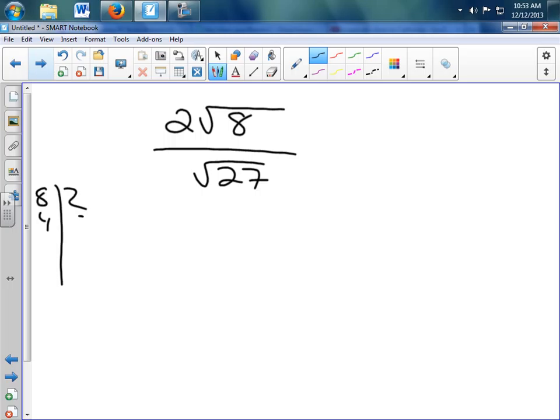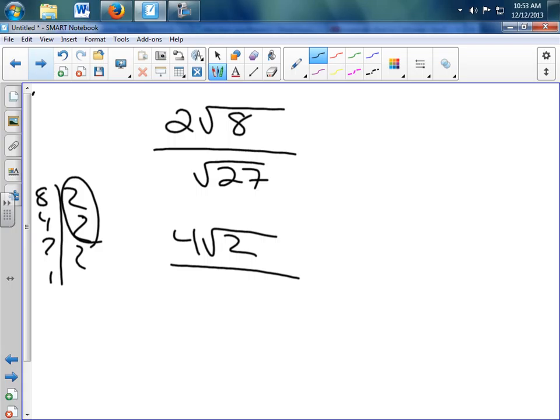Remember, 8 can be simplified as, there's a pair of 2s, so I'm going to take a 2 out. There's a 2 already there. So 2 times 2 is 4. And this number goes here. And then I'm going to take the 27, which is 3, 9, 3, 3, 3, 1. I take out a 3, and I'm left with a square root 3.